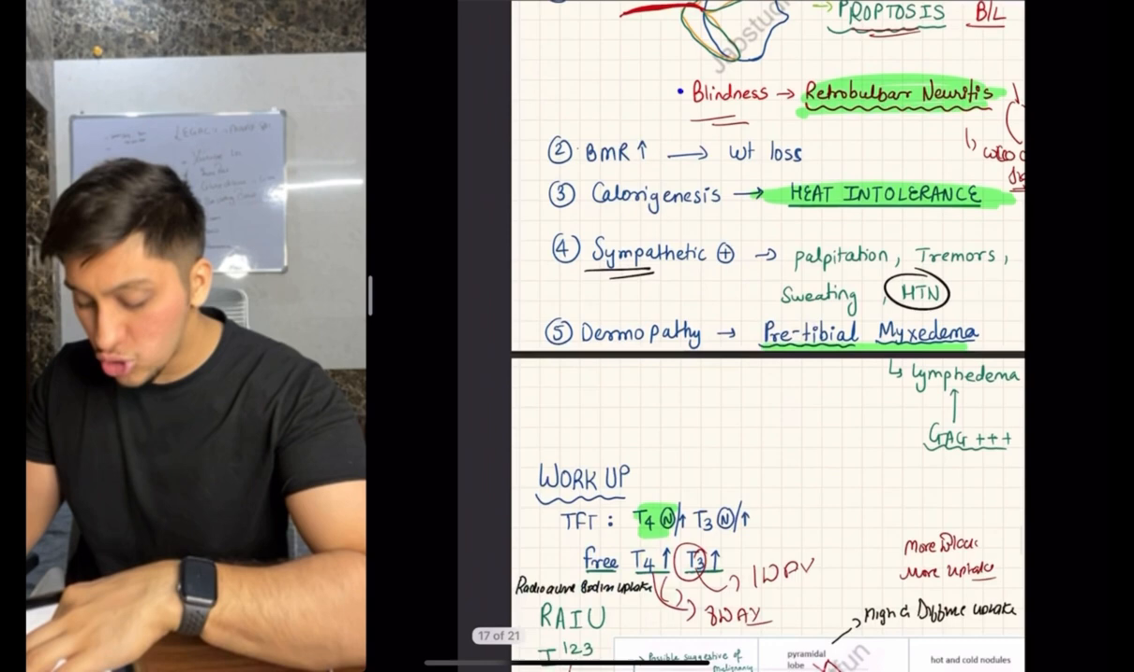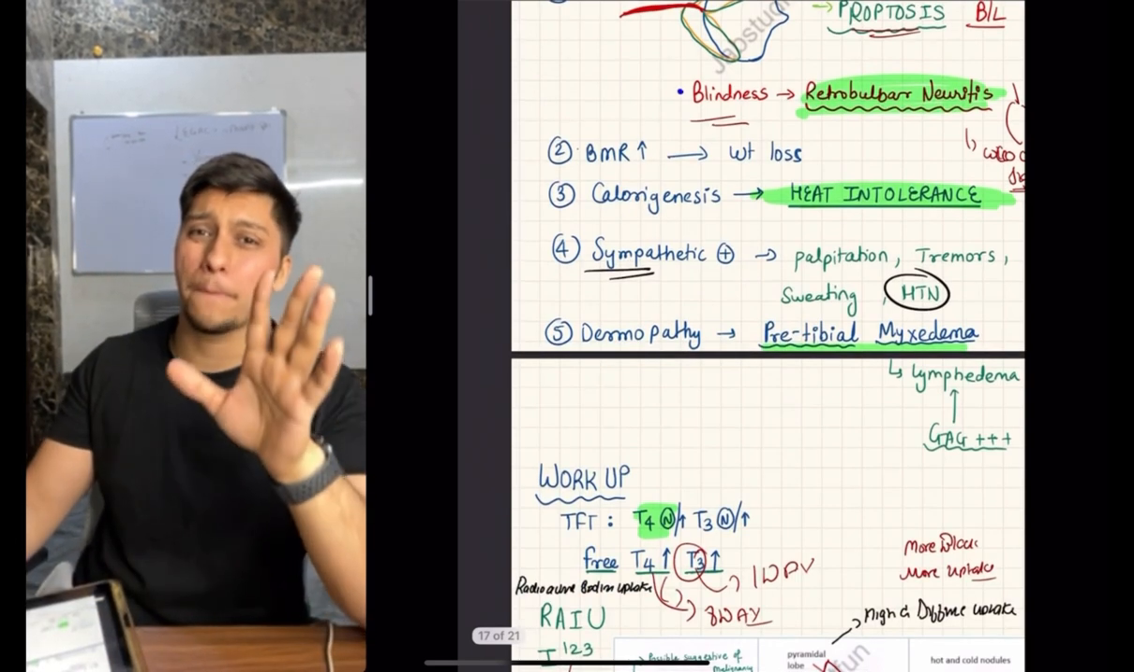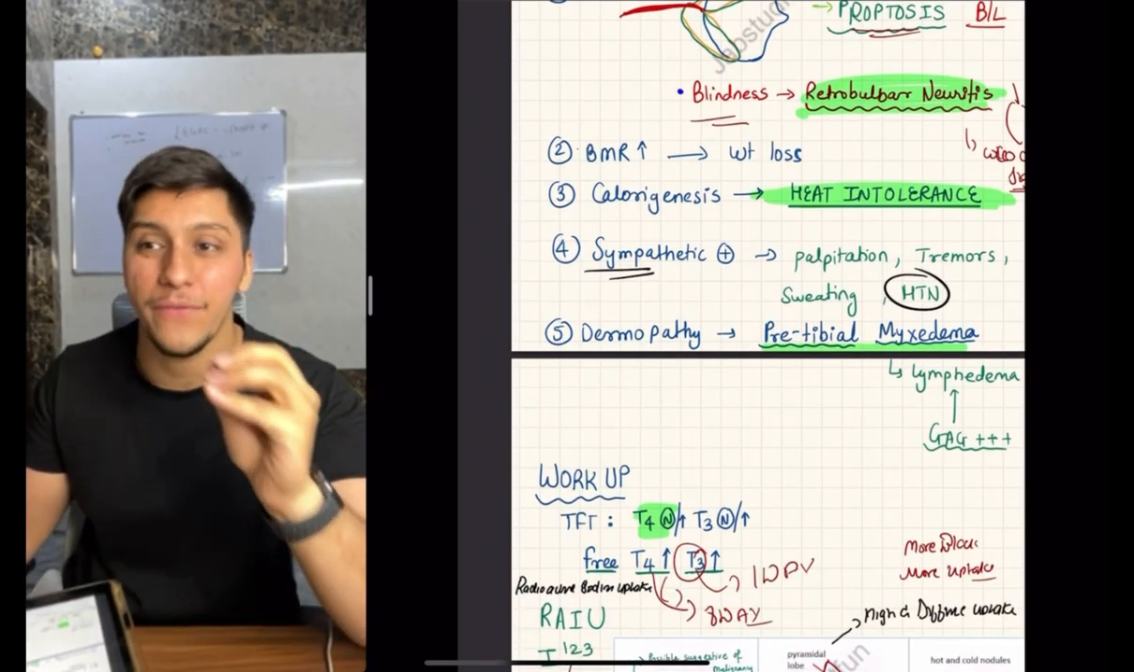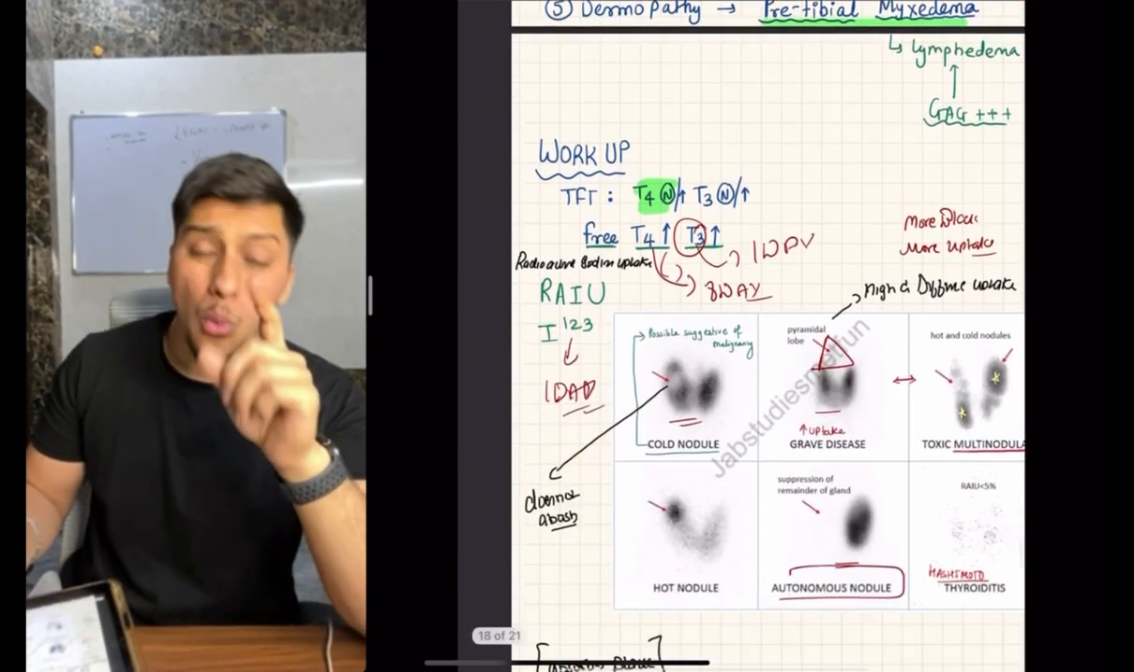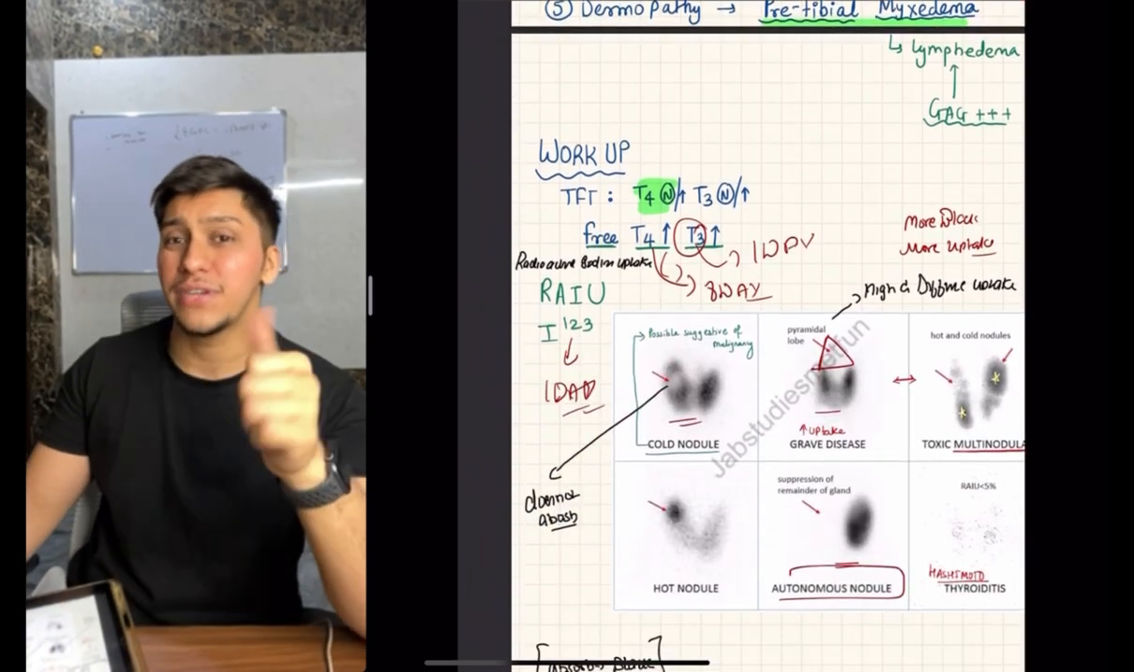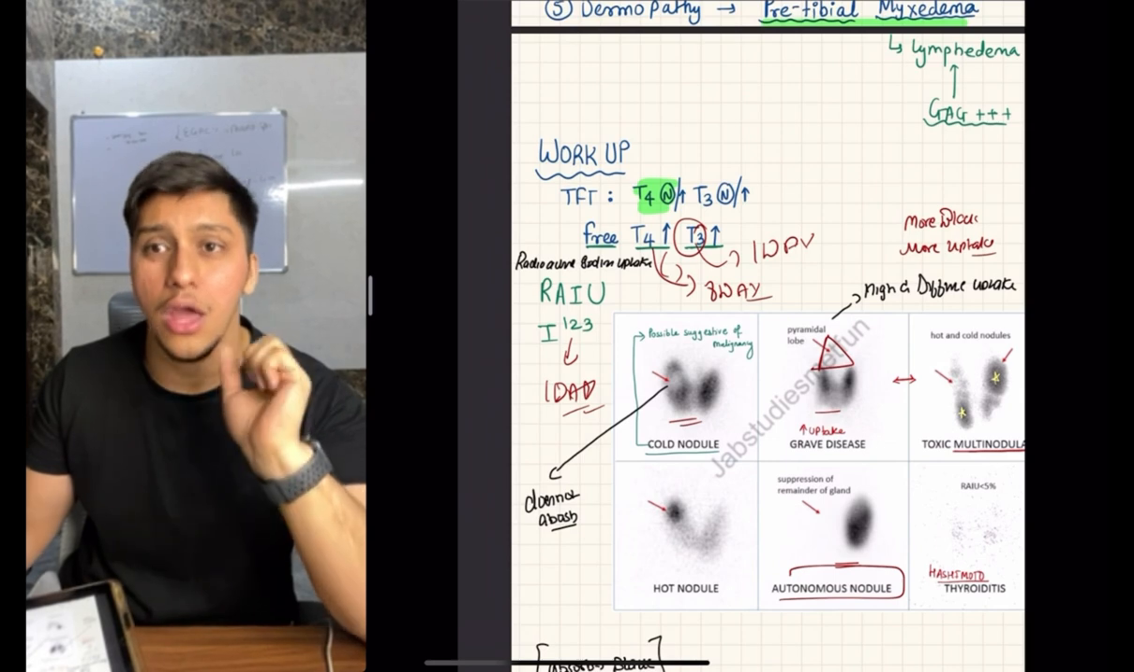If you talk about the dermatopathy, we just now talked about pretibial myxedema, that is lymphedema, right? Workup: remember in case of hyperthyroidism, T3 and T4 are elevated, TSH is going to be low, right?